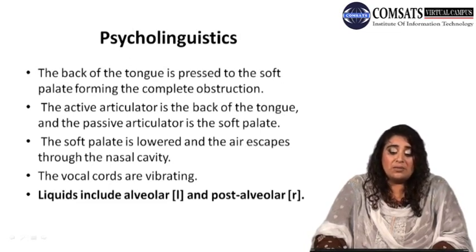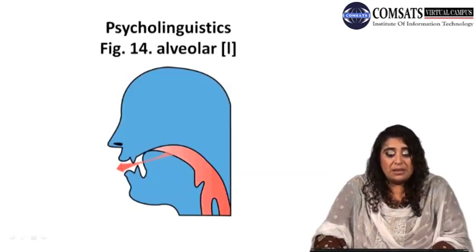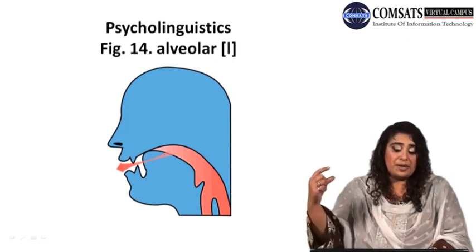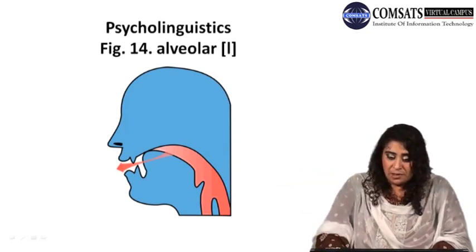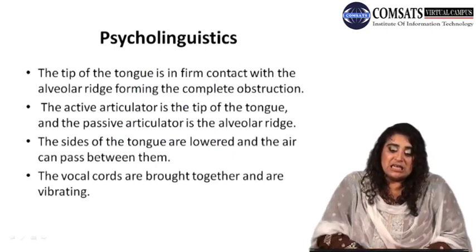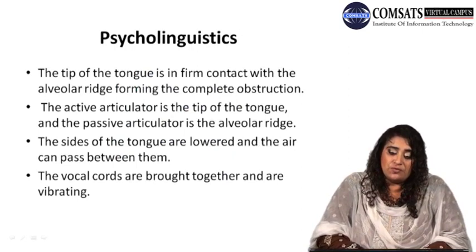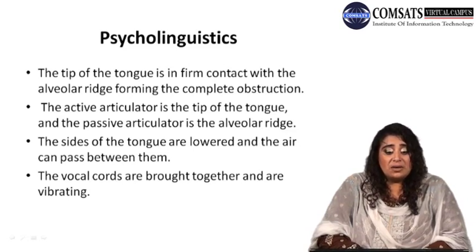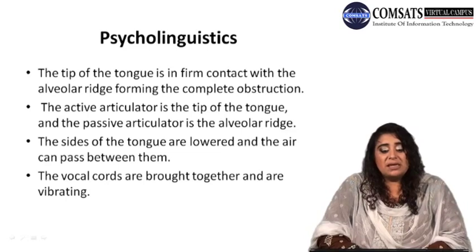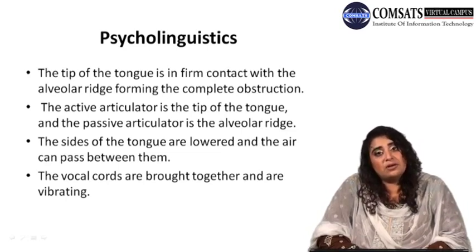Now liquids include alveolar L and post-alveolar R. This would be the way you can see how in the diagram both of the paths are joining and then how the sound escapes. The tip of the tongue is in firm contact with the alveolar ridge, forming the complete obstruction. Now the active articulator is the tip of the tongue. So active आपका जो articulator है वो tip of the tongue होगा, ठीक है. And the passive articulator is the alveolar ridge.